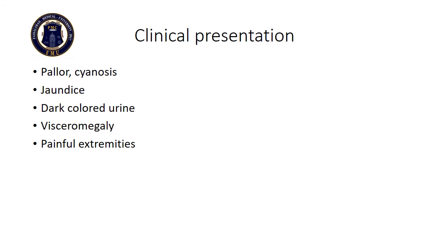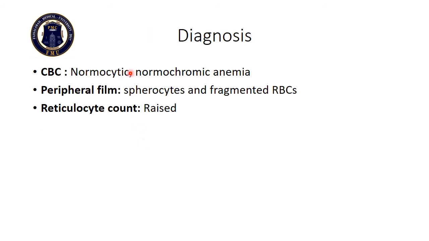Clinical presentation: patients with the immunohemolytic anemias will present with pallor or cyanosis, jaundice, dark colored urine, visceromegaly and painful extremities. Diagnosis: CBC will show normocytic normochromic anemia, peripheral film will show spherocytes and fragmented red blood cells, and the reticulocyte count is raised.